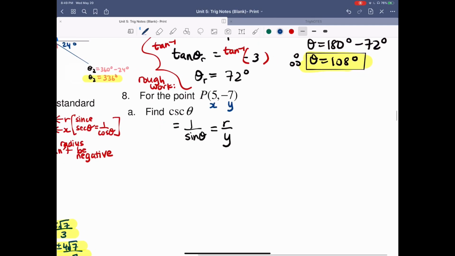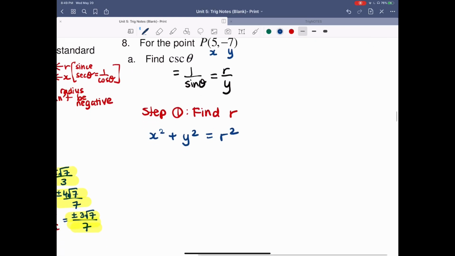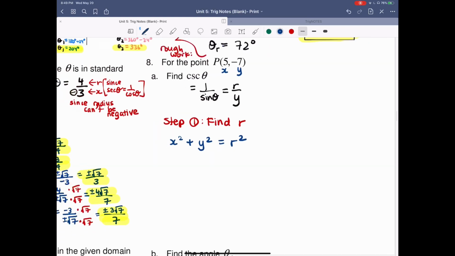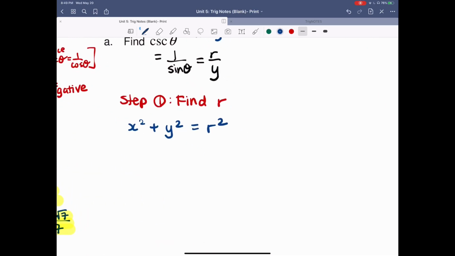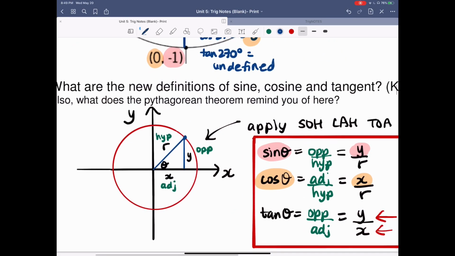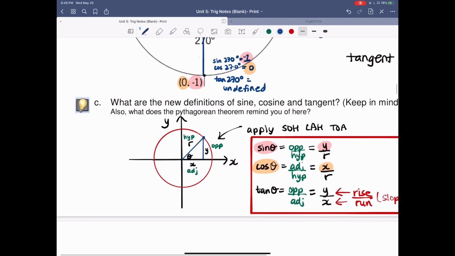At this point, I have my y, but I do not have my radius. Therefore, my step one is to find the missing variable. So I'm going to find r, and I'm going to use the Pythagorean theorem to do that. The Pythagorean theorem is a squared plus b squared equals c squared, but the version that I'm going to work with is x squared plus y squared equals r squared, based on how we drew the triangle from before, which is right here on page 5.